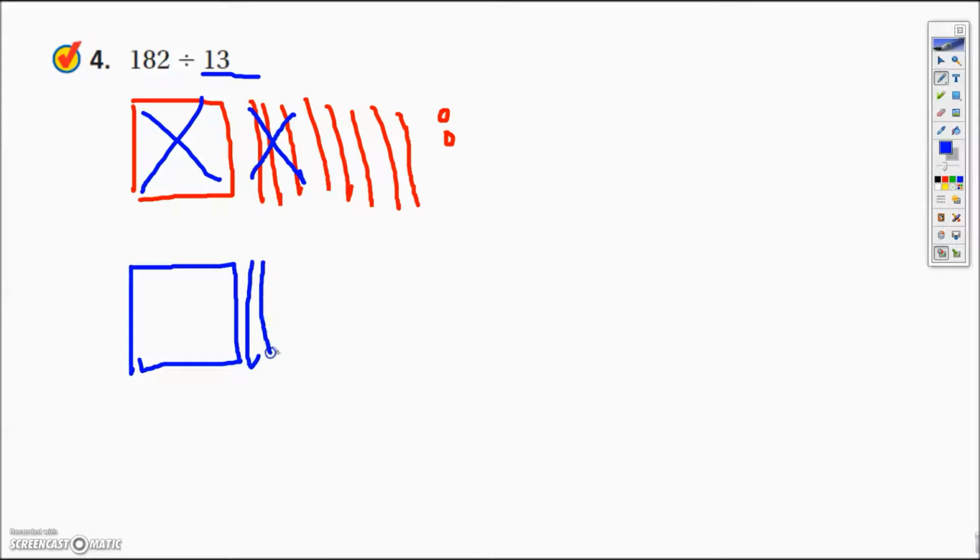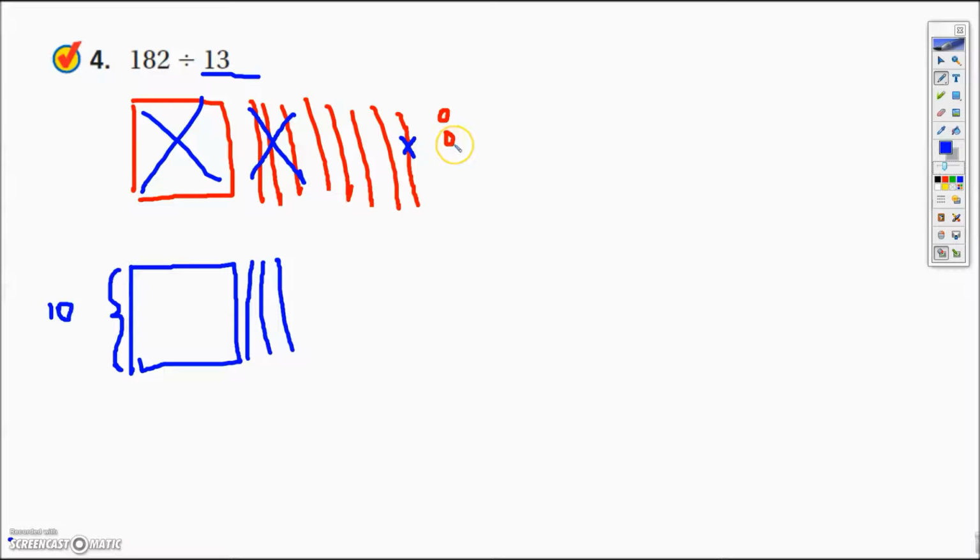1, 2. So this is a row of 13, this is a row of 13, this is a row of 13. So I have 10 rows of 13 so far. Now I need to make more groups of 13. Well, I don't have 3 1s. So what I need to do is borrow one of my 10s and get change for it.